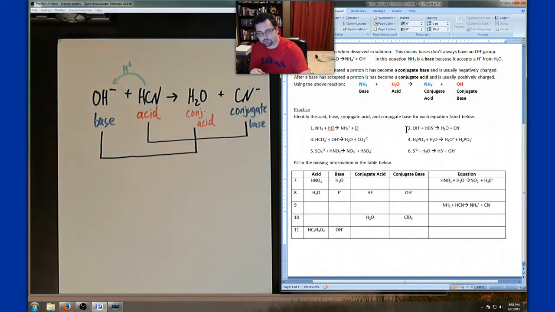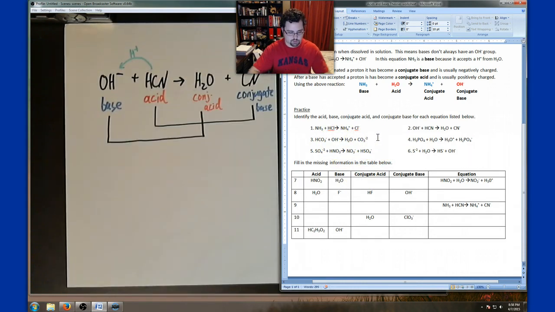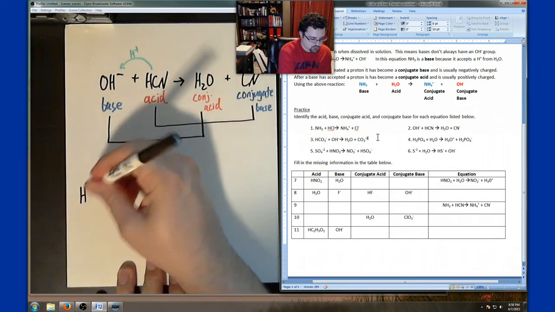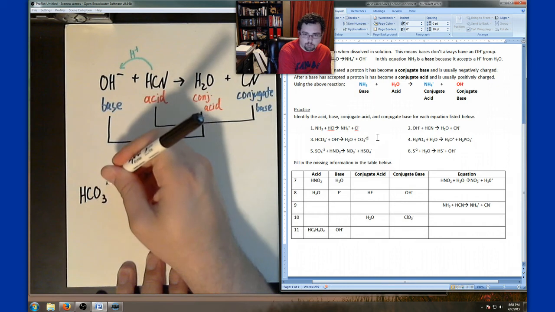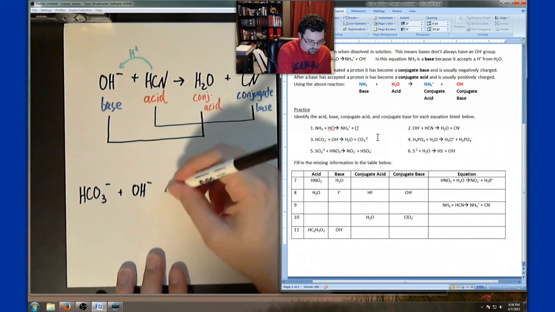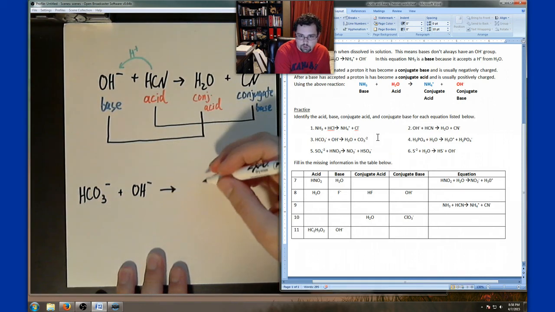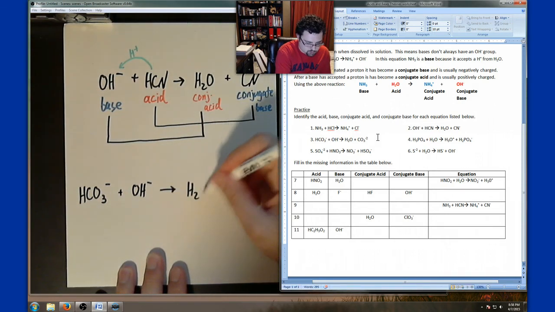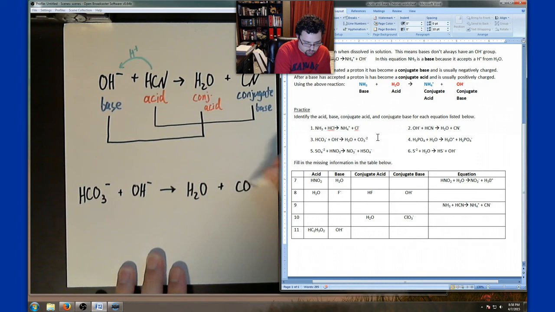Hopefully that makes sense. Let's do a couple more just to make sure you got it. Let's do number 3. Okay? So number 3 says HCO3 minus plus an OH minus results in H2O and CO2.